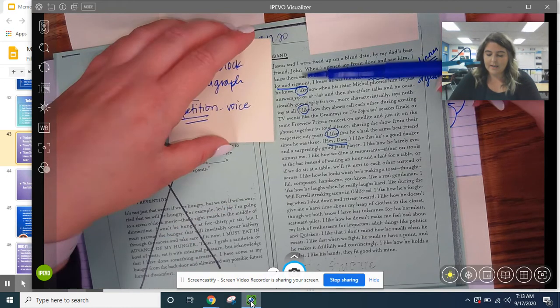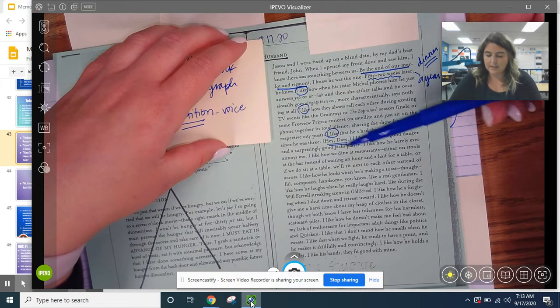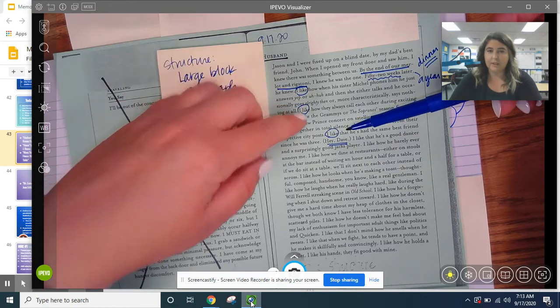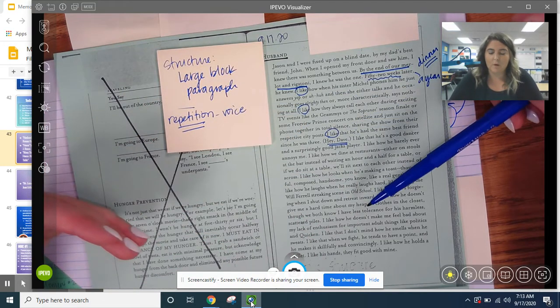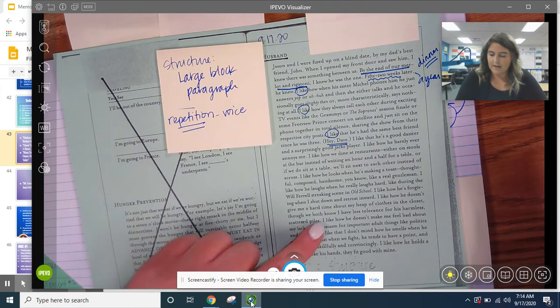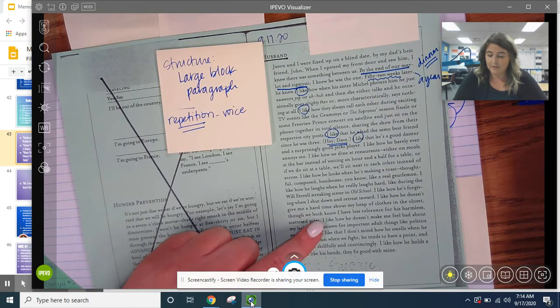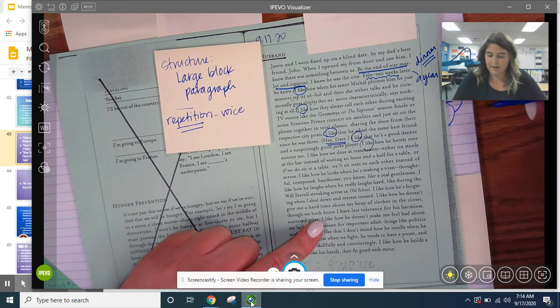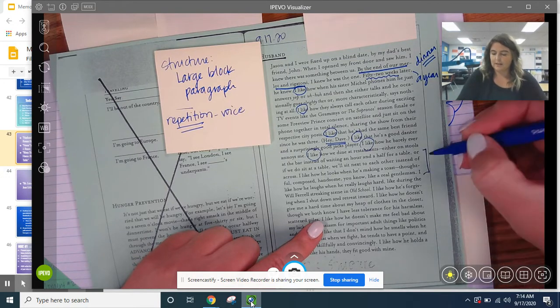You can see it goes into this idea that she really loves her husband. She's going to list all the reasons why she likes him. We'll keep going, right? I like that he's a good dancer and a surprisingly good jacks player. I like how he barely ever annoys me. I like how we dine at restaurants, either on stools at the bar instead of waiting an hour and a half for a table, or if we do sit at a table, we'll sit next to each other instead of across. And this was a run-on sentence, right?